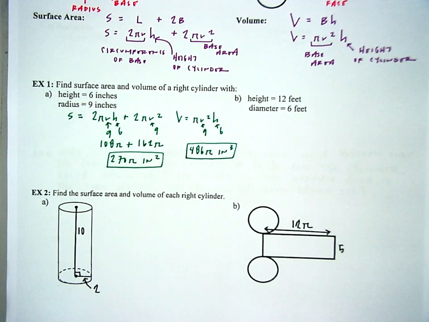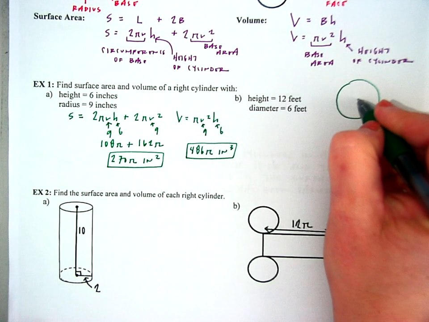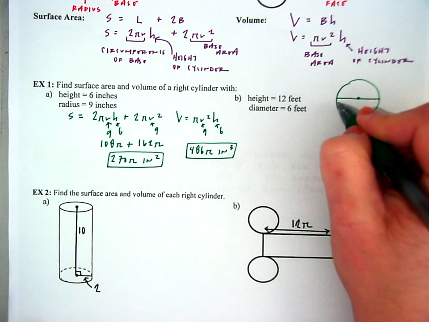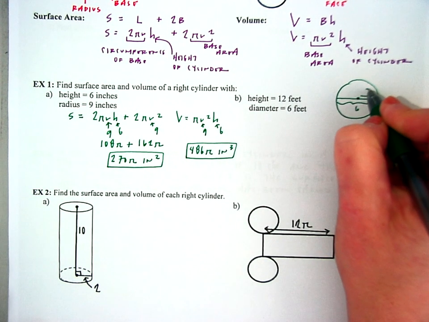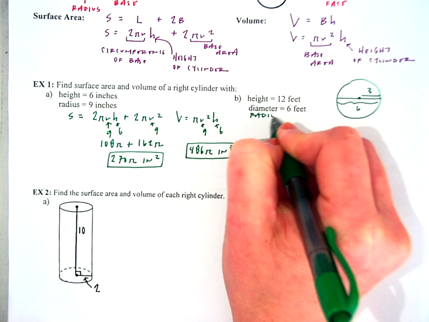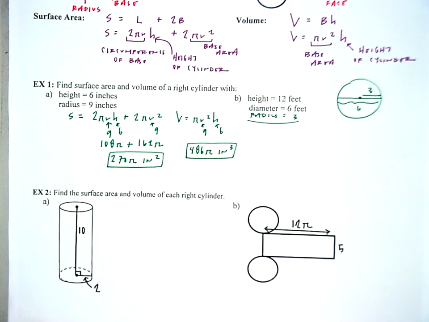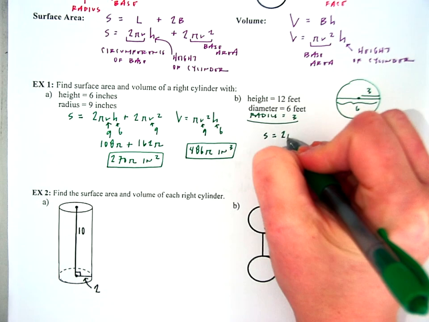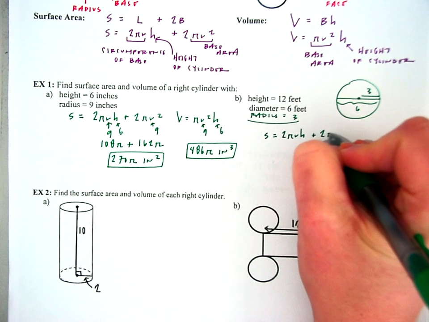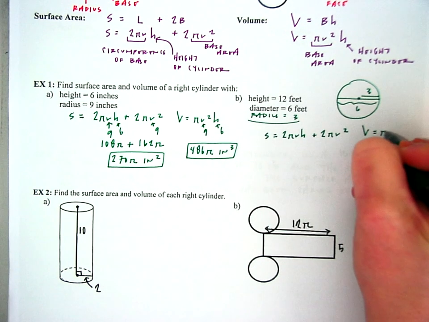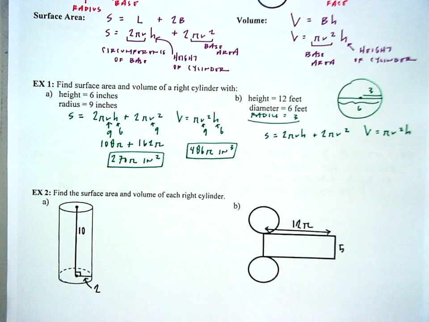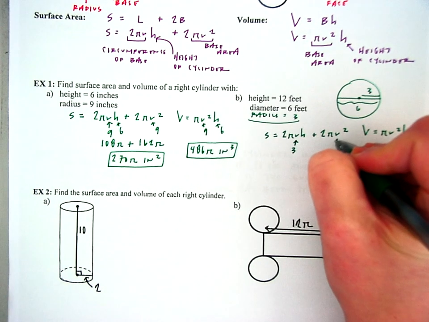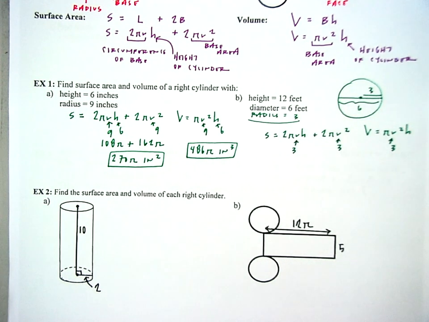Next one over here in B, height is 12, diameter is 6. Remember what that's saying: here is your base shape, it's a circle. Your diameter is 6, so your radius must then be 3. So radius is 3 feet. Now back to our formulas. Surface area is going to be our circumference times the height plus the two base areas, and volume is base area times the height. Now I need to plug in for my radius 3, and my height, 12.